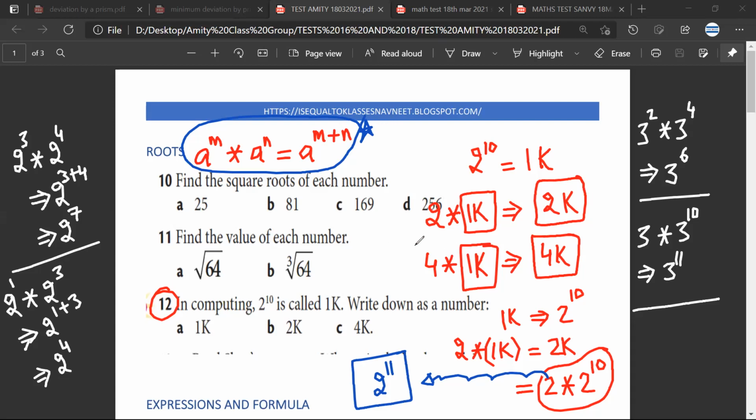So if you have understood till here, now let us look at 4k. Can I write 4k as 2 raised to power 2 into 2 raised to power 10? Is there any doubt? And the answer would be 2 raised to power 12. Sanvi, any doubt? No, sir. Soumyaji, any doubt? No, sir.